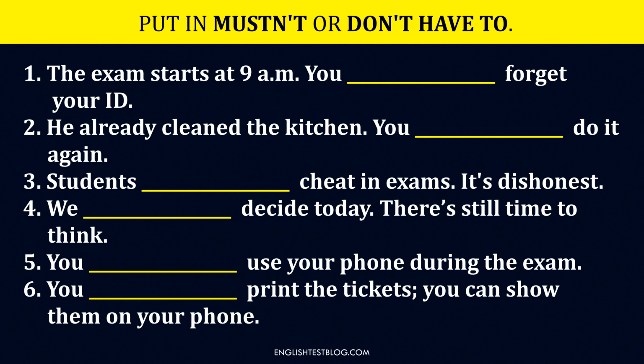Sentence 1. Answer: you mustn't forget your ID. Mustn't is used here because forgetting your ID is something you are prohibited from doing. It's essential to bring your ID to the exam as it's likely required for entry or identification.